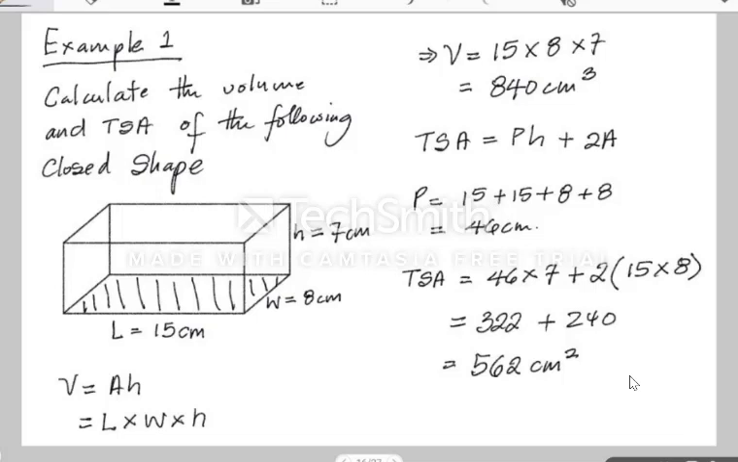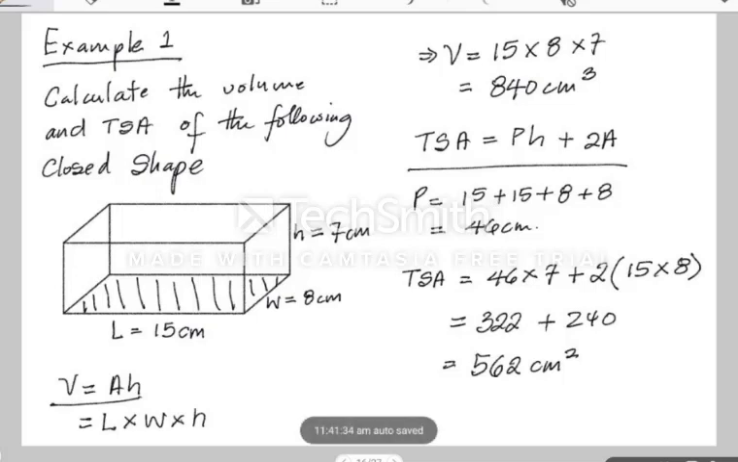Ladies and gentlemen, the volume of all solid shapes with a uniform cross section is given by the formula V is equal to A times H, and the total surface area of all solids with a uniform cross section is given by the formula TSA is equal to PH plus 2A.